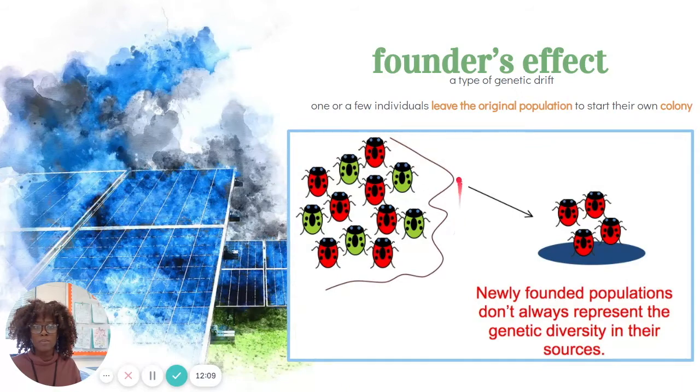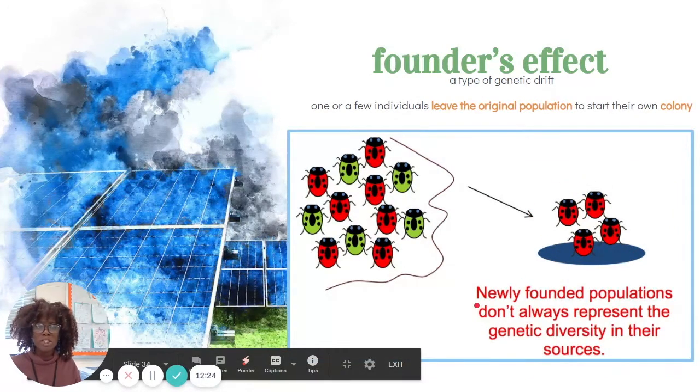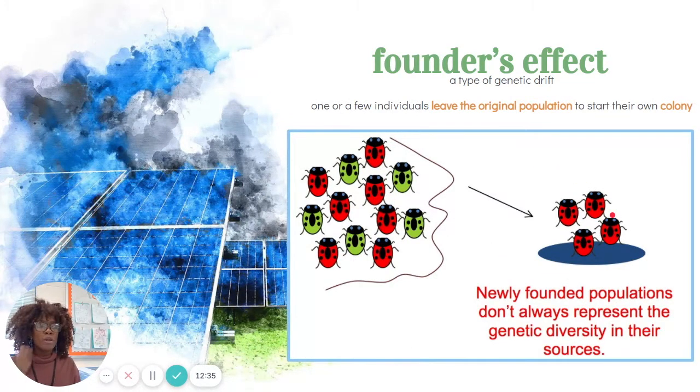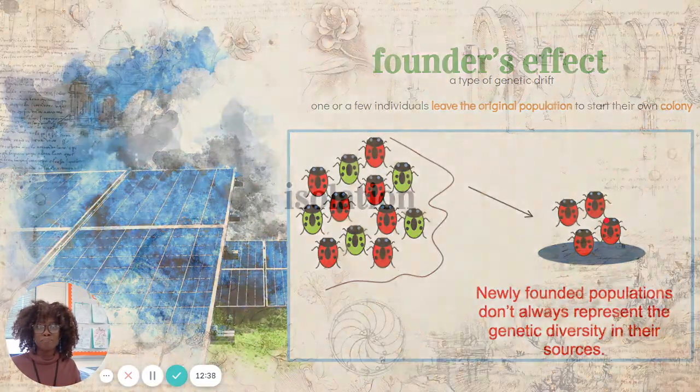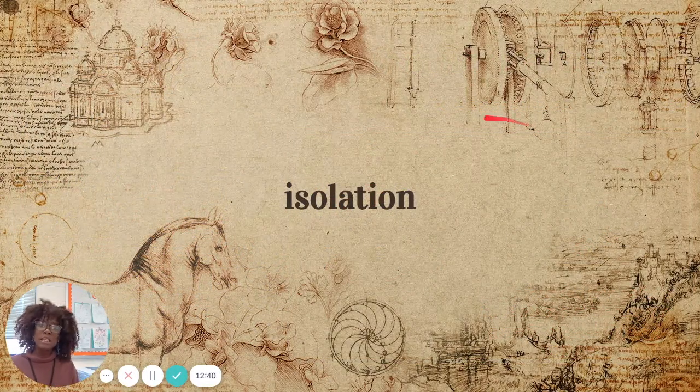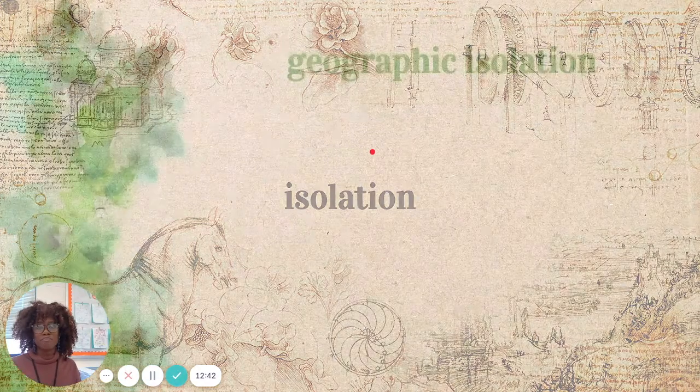So here's an example right here. We start off with this original population of ladybugs. Okay, some are red and some are green. By chance, 4 of these red ones are going to leave that original population and create their own population. So something to note. Newly founded populations don't always represent the genetic diversity in their sources. So founder's effect, okay, is when a few of them leave their population to go and create their own new population.